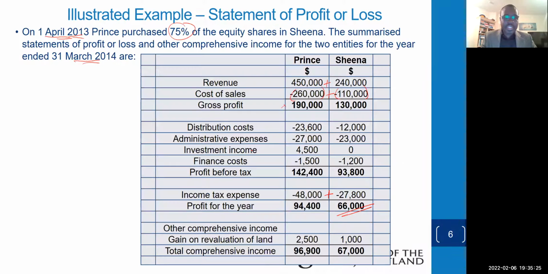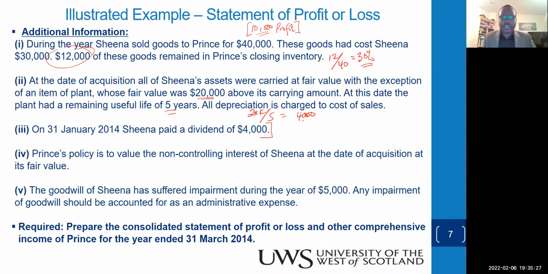Sheena is a subsidiary, right? We own 75%, okay? So simply, I'm going to get my 75% of this. That gives me 3,000. So it means the parent portion is 3,000 as dividend from the subsidiary. Keep this. What do we do with it?